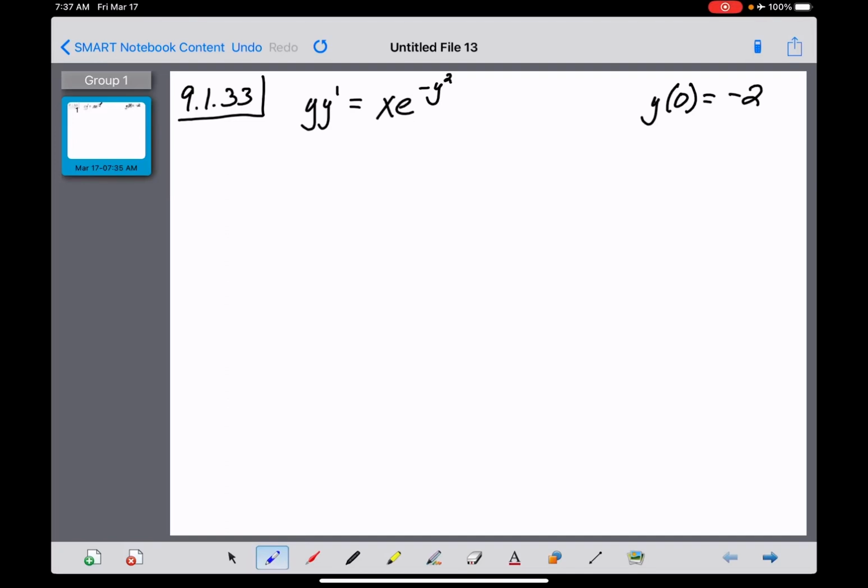All right, guys, number 33 is asking us to solve this initial value problem. So they've given us our differential equation on the left, and then we have this initial condition over here on the right that we'll deal with a little bit later to help us solve for c.